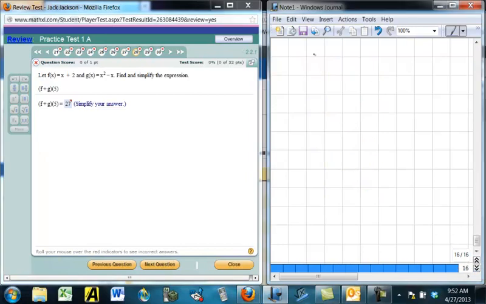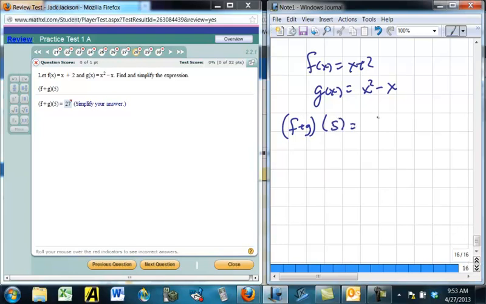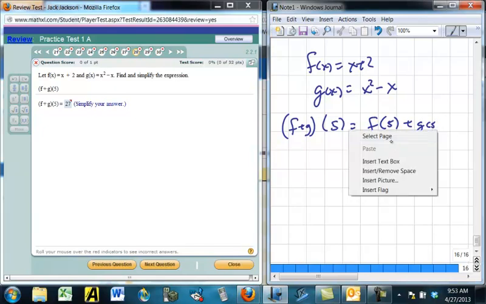Next, f of x is x plus 2. G of x is x squared minus x. So we use two different letters to generate two different formulas. Of course, f and g are just different labels for y, or the output. And we want to do a new function, f plus g, that's a new function, and evaluate it at 5. So that's just f of 5 plus g of 5. So we do those separately.